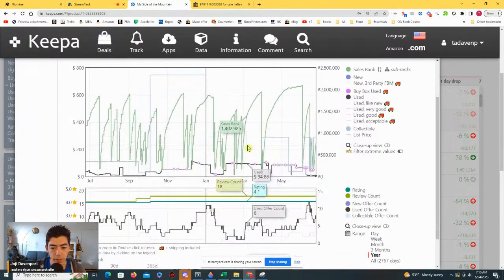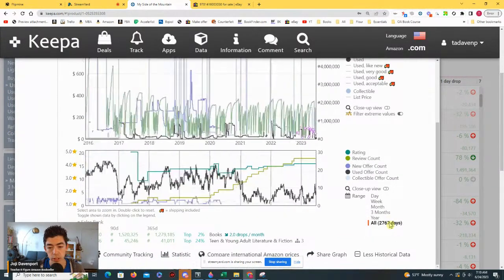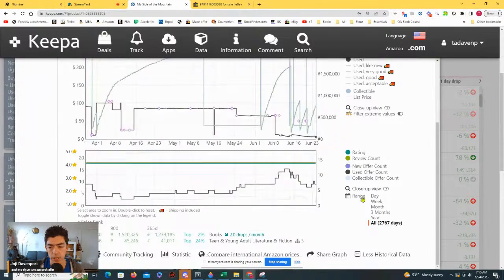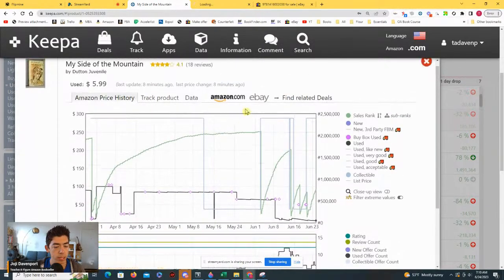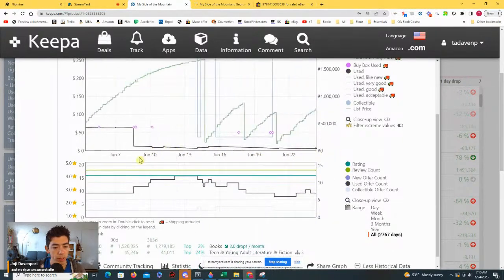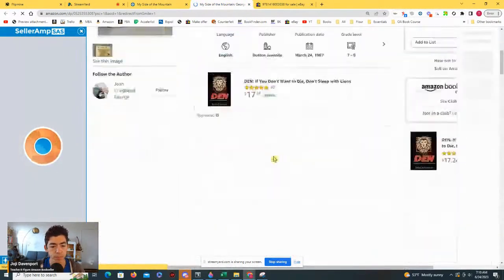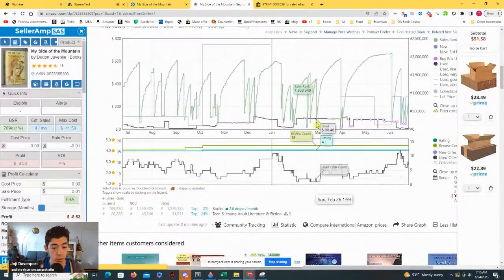We have My Side of the Mountain here. Oh, this book actually looks really good. This actually looks really good from first glance. All right, let's take a little bit deeper dive on Amazon here. So this book has been pretty cheap over this whole month, actually. It's been right around $10. But what's really interesting about this book is that in the past, it has sold for upwards of 90.